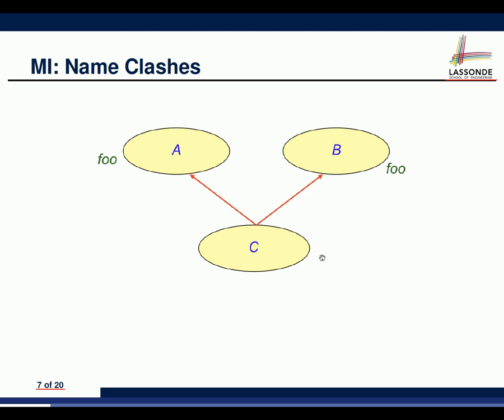Well, name clashes, right? It's actually in the title there. Which means now, in the context of class C, whenever I have a static type C and I say object O dot foo, which one am I referring to? Am I referring to the foo from A or the foo from B? So we need a way to disambiguate. One way to do it, well, actually the only way to do it, is to do some renaming.